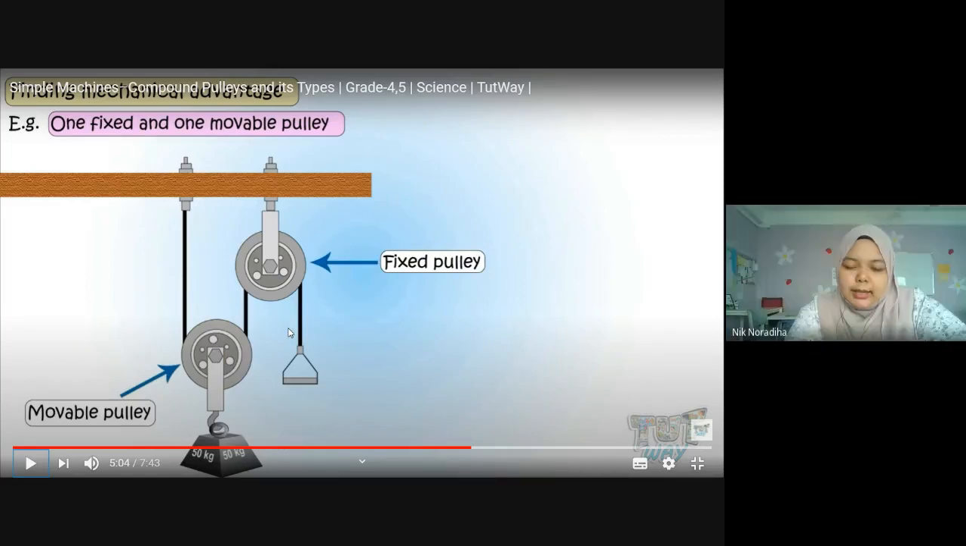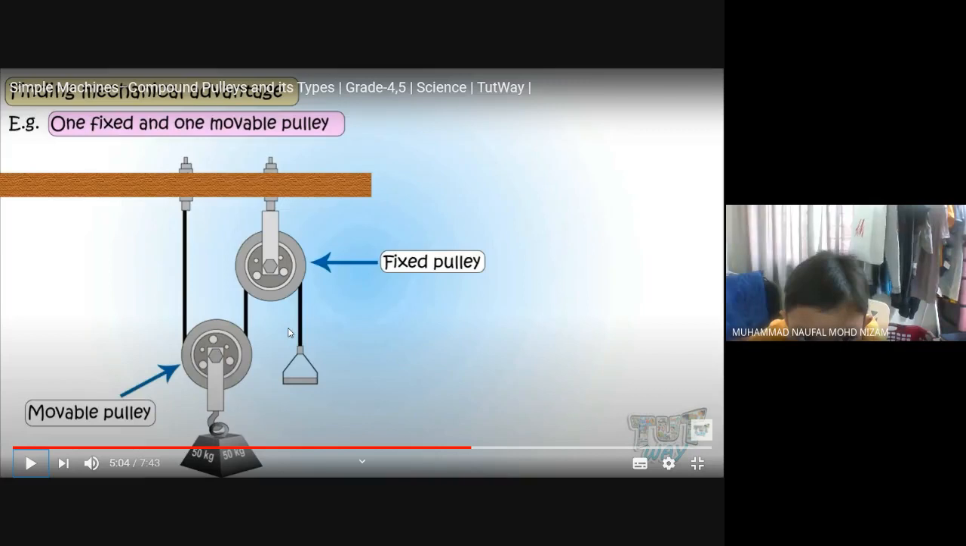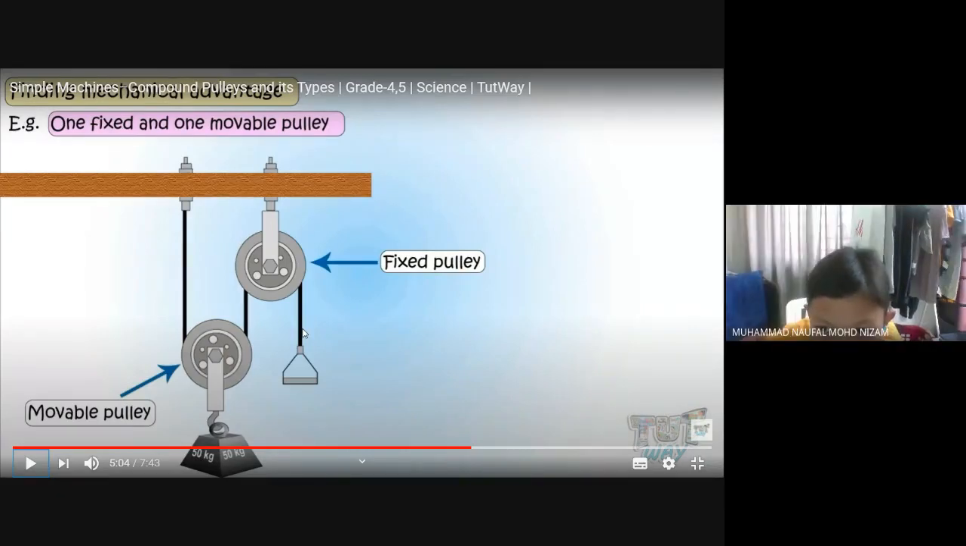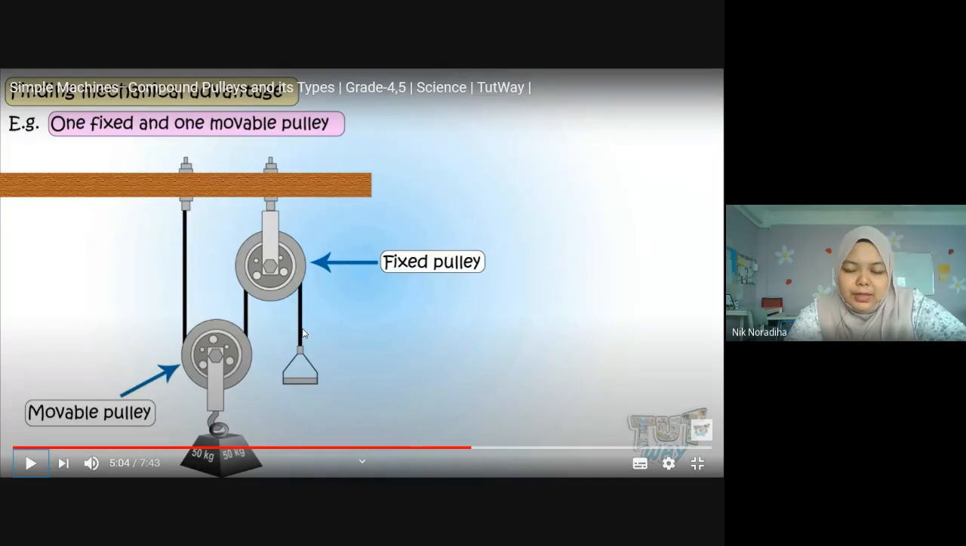The more pulleys, the more... I forgot. It's okay. If you add more pulleys, it means it's easier for you to lift the load. Yes, correct. If you add more pulleys, you don't have to pull as hard as when you use one pulley.